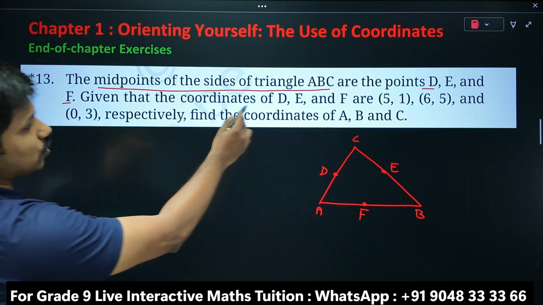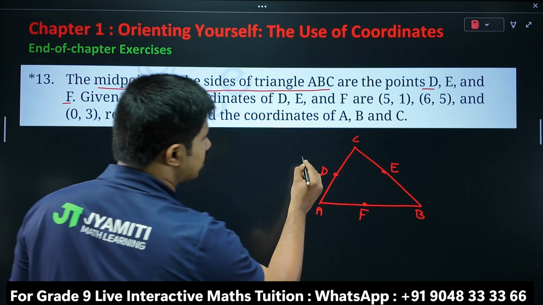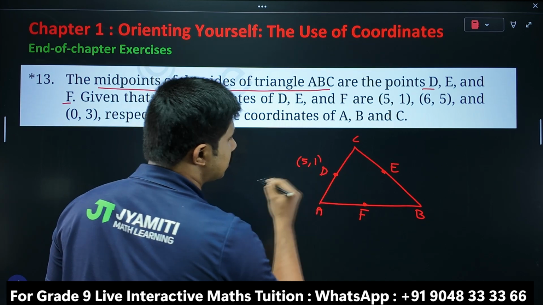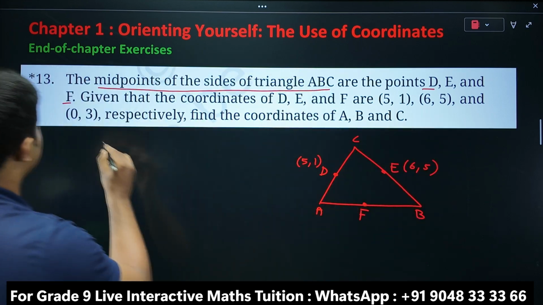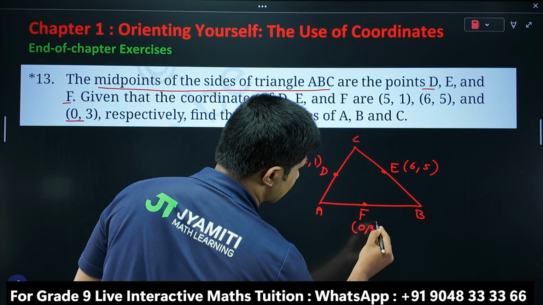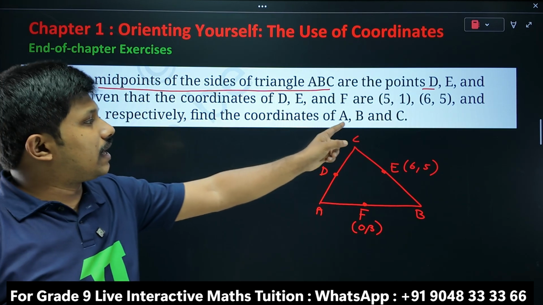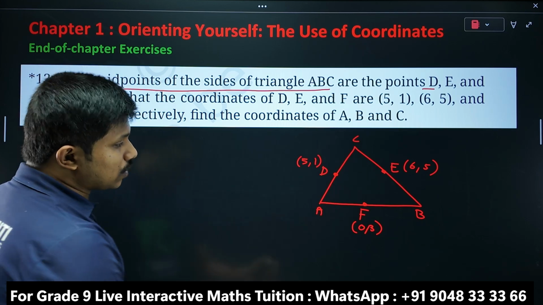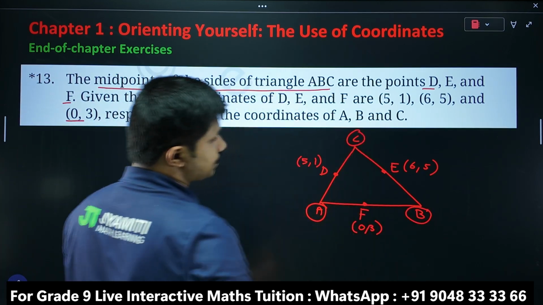Given that the coordinates of D, E and F are: D is (5, 1), E is (6, 5) and F is (0, 3). Find the coordinates of A, B and C. We have to find the coordinates of A, B and C.